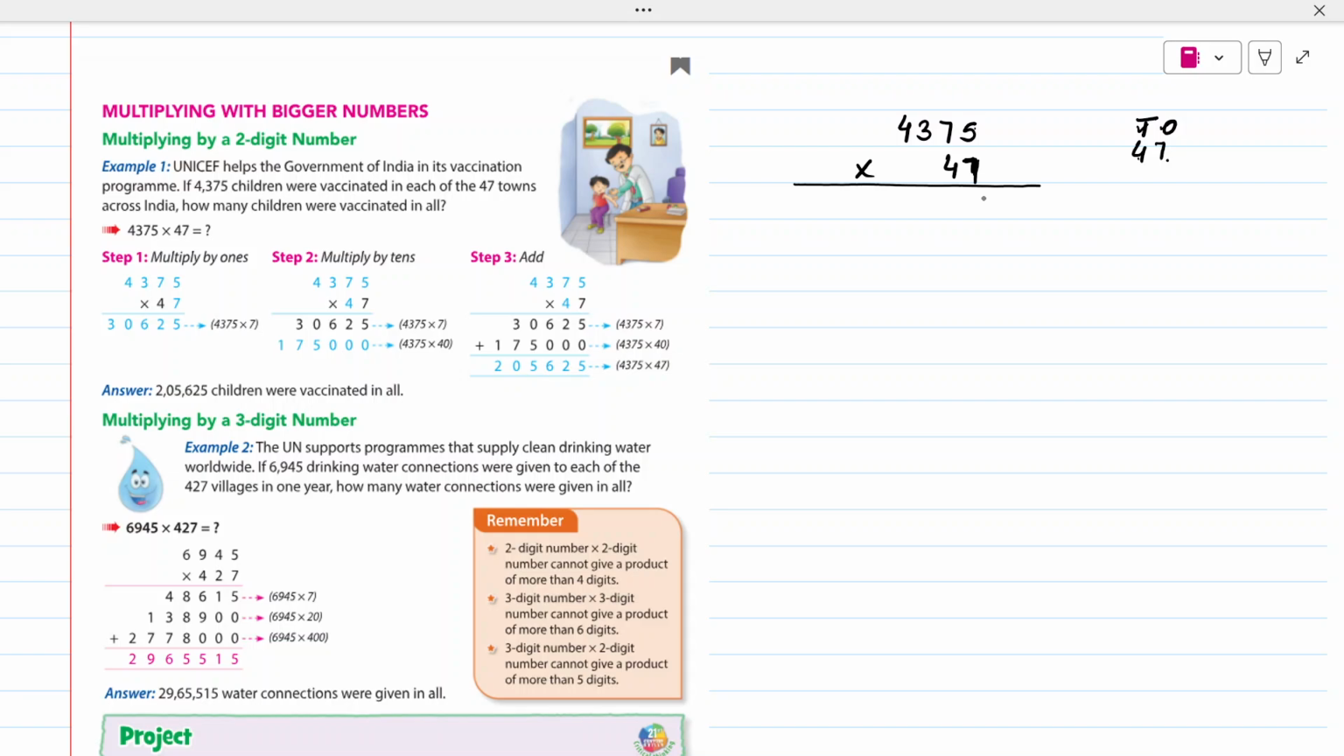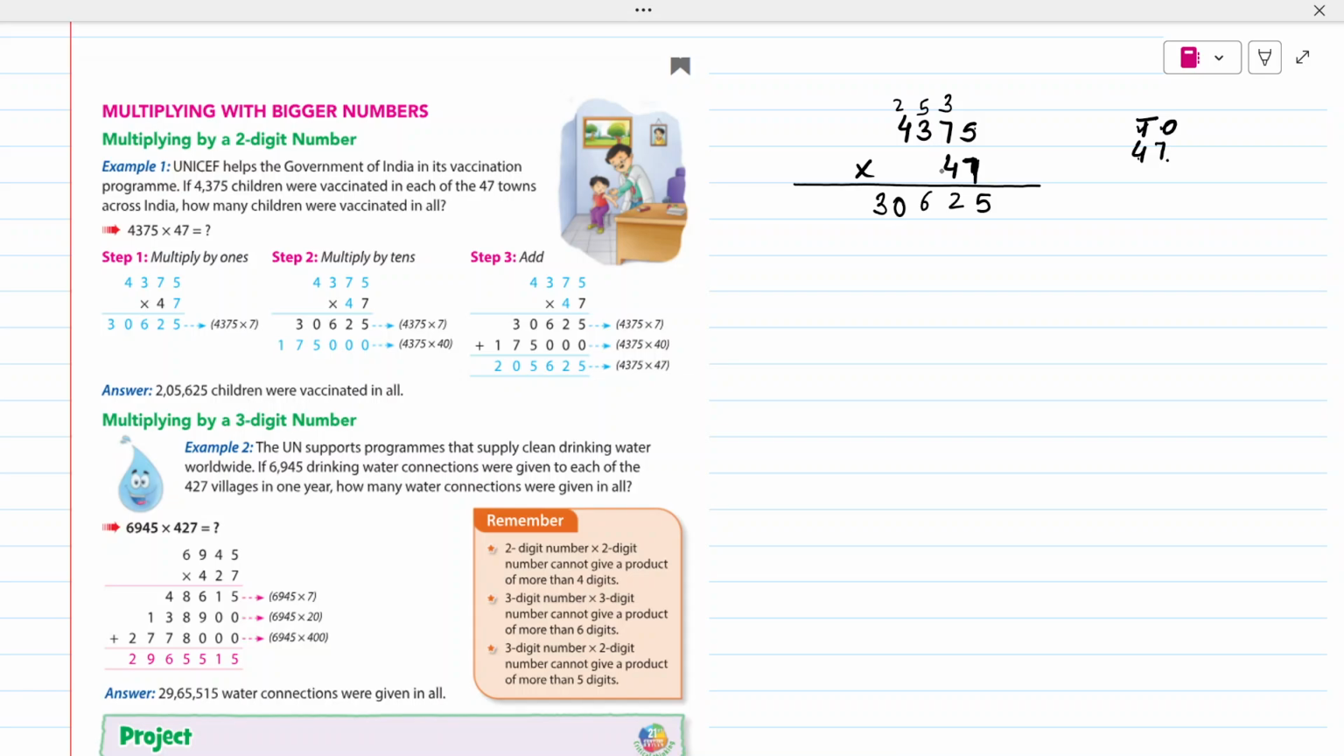7 into 5 will give us 35. I am writing 5 here and 3 here. 7 into 7 is 49. 49 plus 3 is 52. So 2 here and 5 here. Now 7 into 3 is 21 plus 5 is 26. 6 here and 2 here. 7 into 4 is 28. 28 plus 2 is 30. So this is the product by multiplying the given number with the number at ones place.